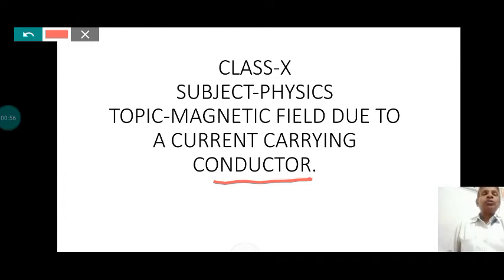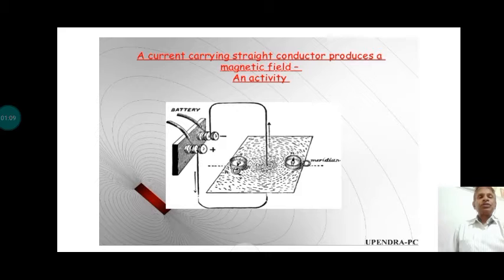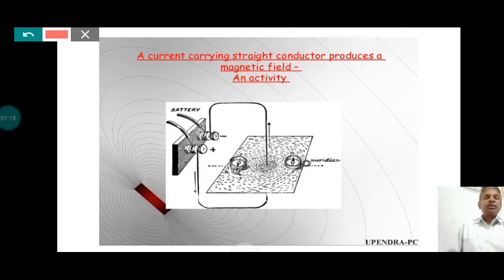Now I am going to discuss what the magnetic field is and what magnetic field pattern is produced by a current carrying straight conductor. Here is an activity in which a straight conductor is taken, inserted through a cardboard and fixed like that. It is connected to a battery so that current flows through the conductor.